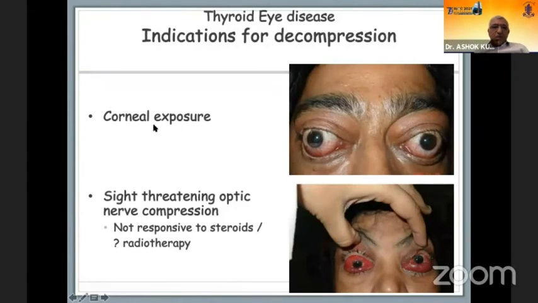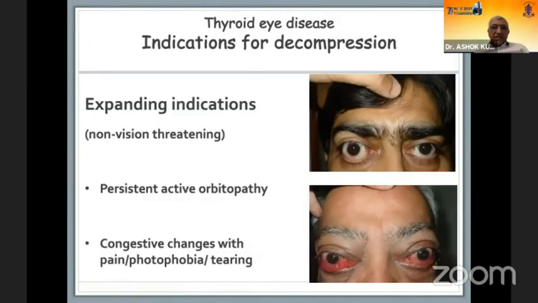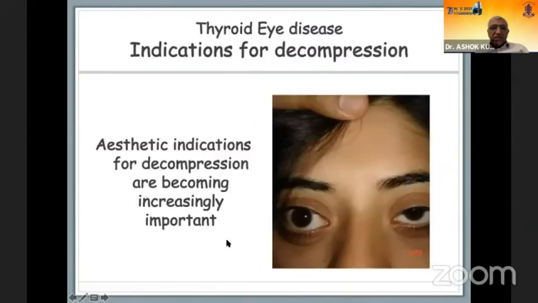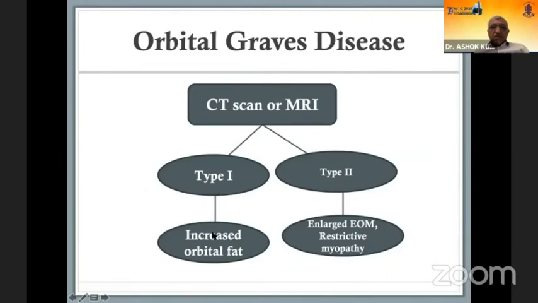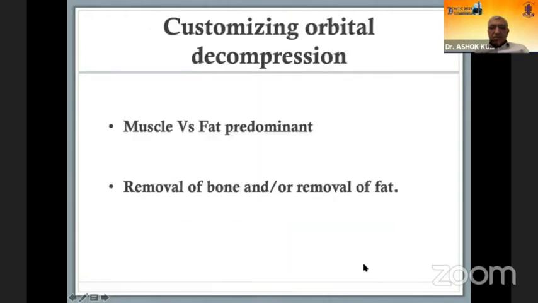Decompression is indicated when there is corneal exposure or sight-threatening optic nerve compression, but increasingly we use it for active orbitopathy, especially cases with congestive changes even without activity, and for aesthetic indications. It is important to see whether it is a predominantly fat disease or predominantly extraocular muscle disease in deciding your method of decompression. Fat predominant decompression may be adequate in those where fat predominant disease is present. In others, removal of bone may be necessary.